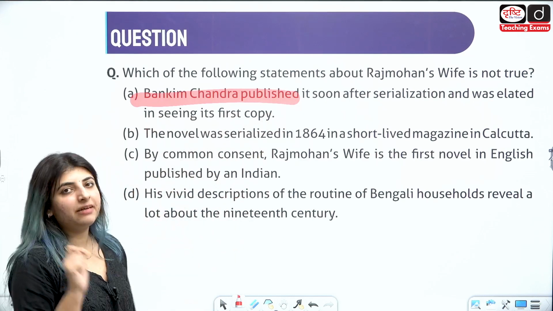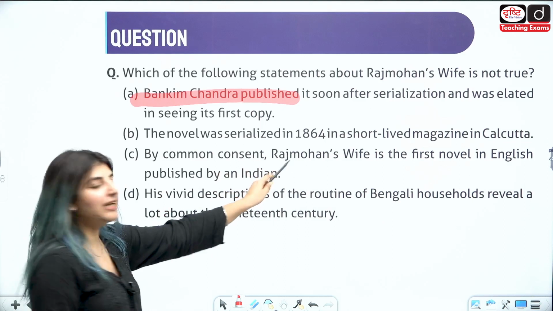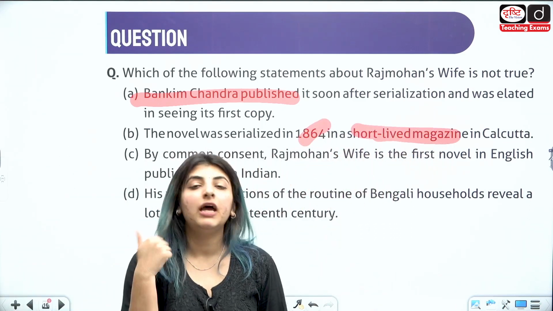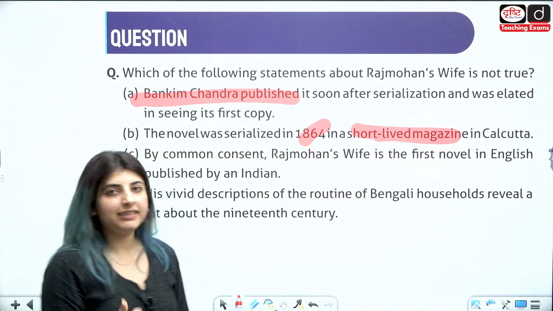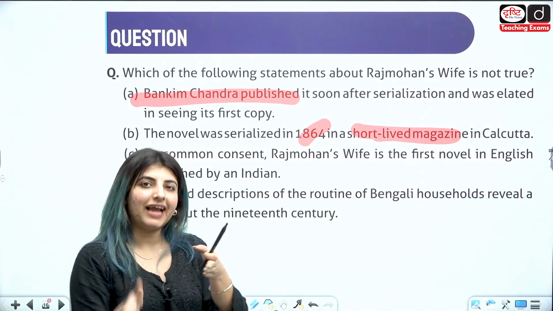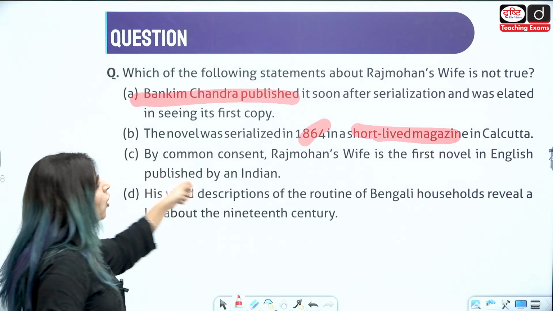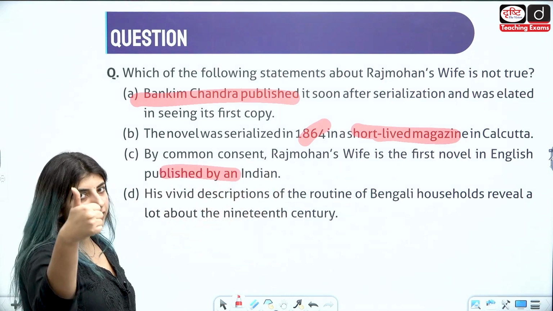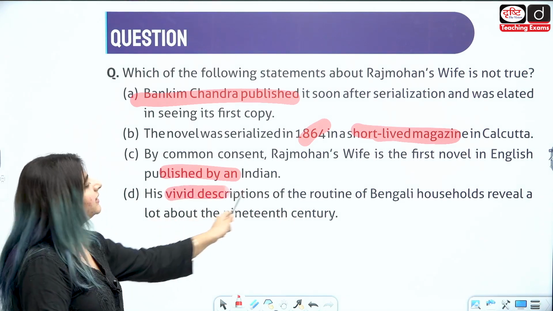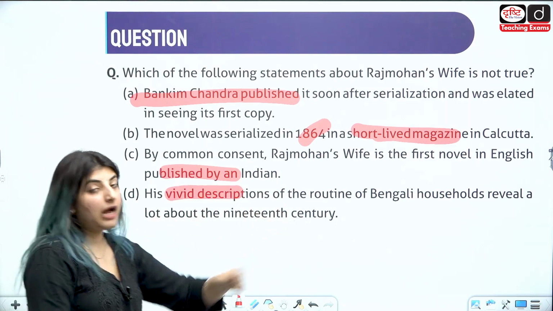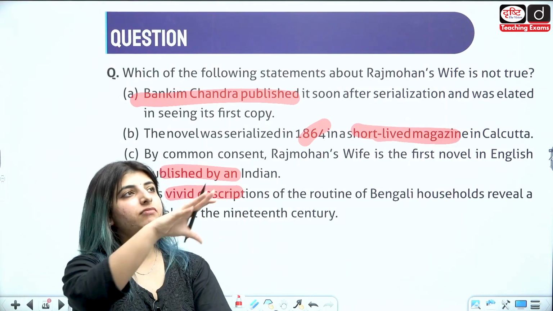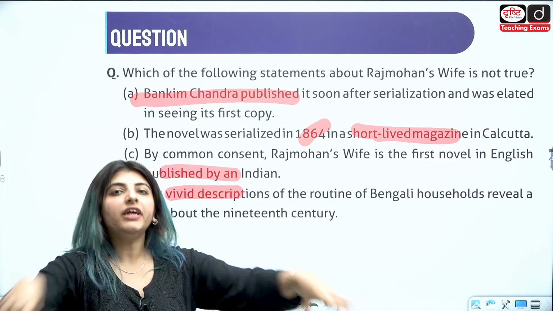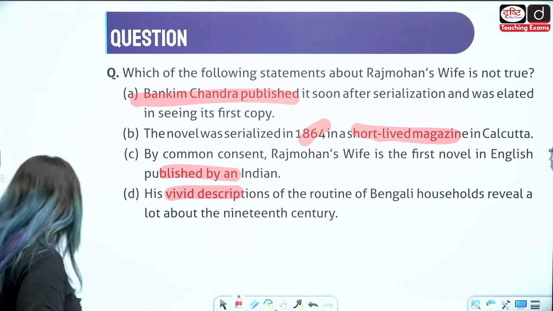The rest of the statements are true: yes, of course, it was serialized in 1864 in a short-lived magazine, whose name we read earlier in the slides, The Indian Field in Calcutta, because it was a Calcutta weekly, right? Common consent, it is the first novel in English by an Indian, already given you the fact about this as well. Vivid description of the routine of Bengal households, I told you already that Bankim Chandra Chatterjee was one such person who was talking about the domestic spaces as well, right?